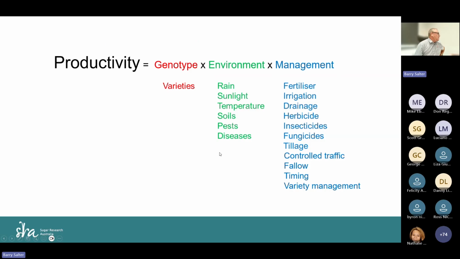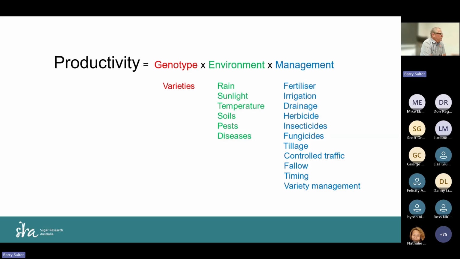One of the other things I like to put into presentations is this relationship that we've got here, and that's productivity equals genotype by environment by management. The main thing to take out of this is that we need all three of those things working in our favour to get good productivity. So we need good varieties, we need good environmental conditions, even though we can't control many of those things like sunlight and rain and so on. But we certainly need good management.